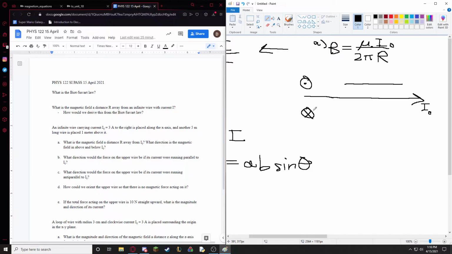And so, what direction is the force on the upper wire going to be in if the current is running parallel to I naught? So let's say we have a current up here, I1, running parallel. And then also, what direction would it be in if the current was running anti-parallel, so in the opposite direction of I naught? Let's take like 4 minutes and we'll talk about it. So what direction would the force on the upper wire be if the current was running parallel and also anti-parallel?